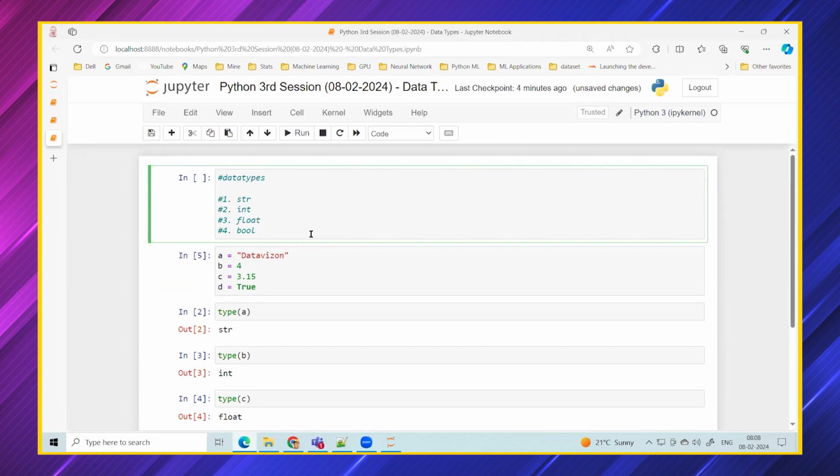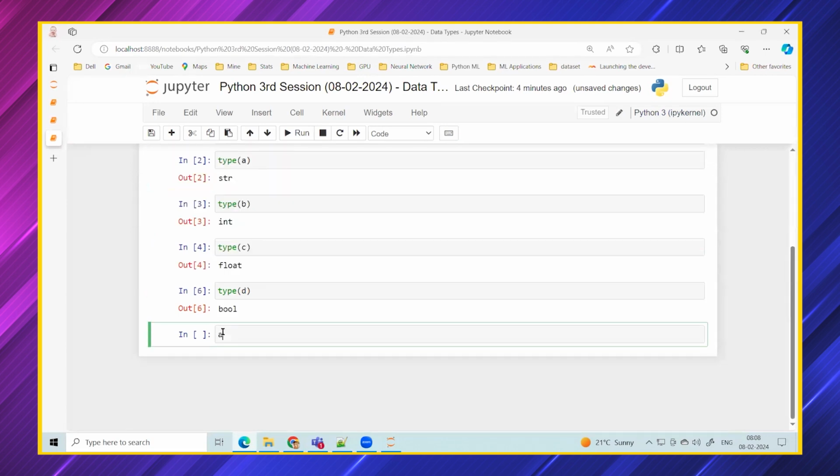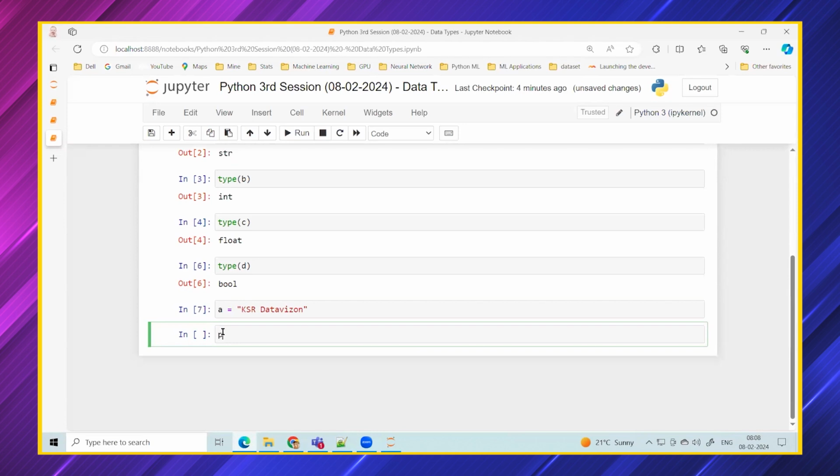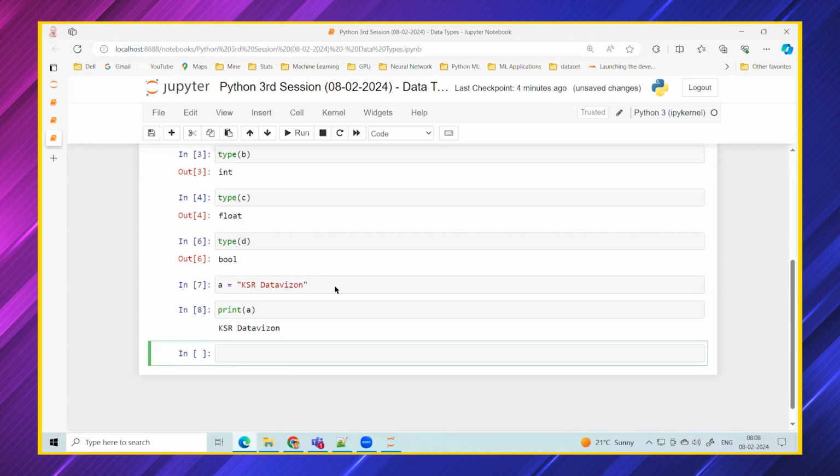Okay. Now we have data vision that is assigned to A. It is a str type, right? Now A equal to, let's say, KSR data vision, and if I go and print A, it's actually showing KSR data vision. Okay, now this is the first thing that you have to learn in Python.